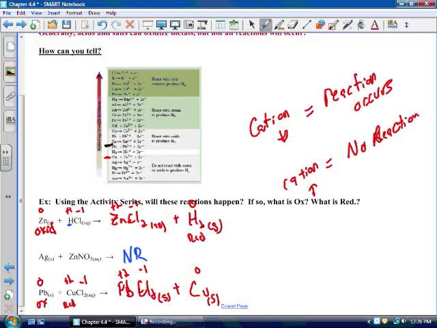All right, so this wraps up section 4.4, oxidation reduction. And you now have some activities to do to practice them.